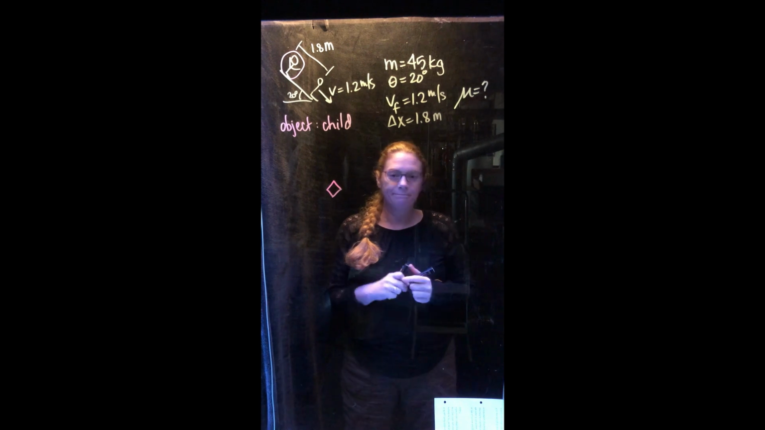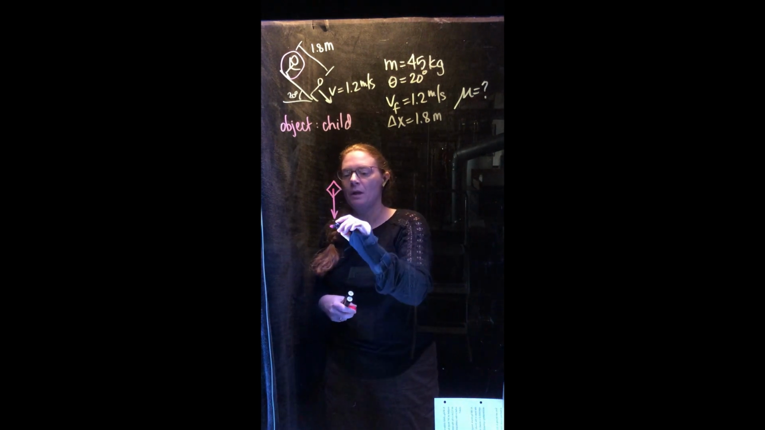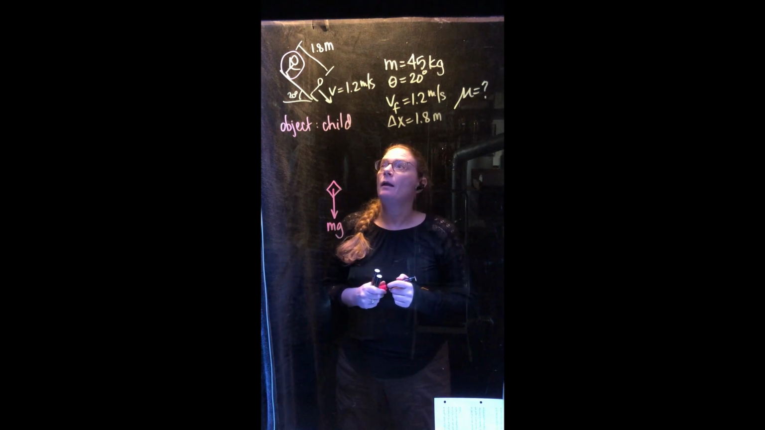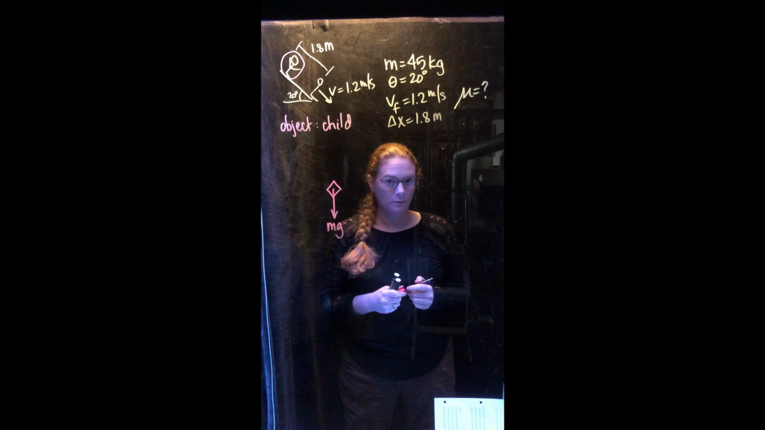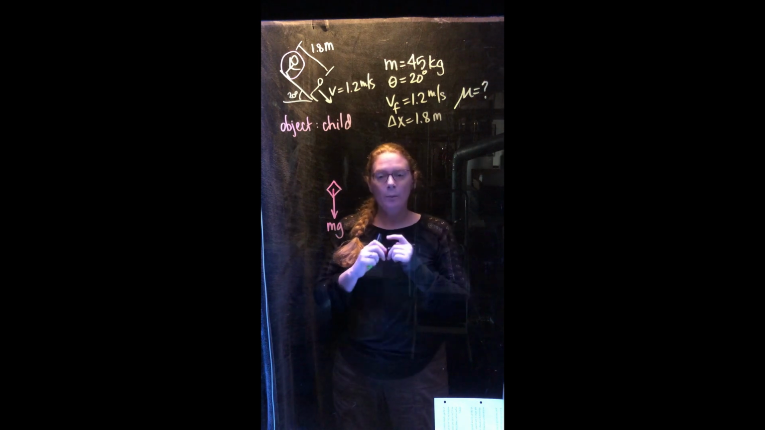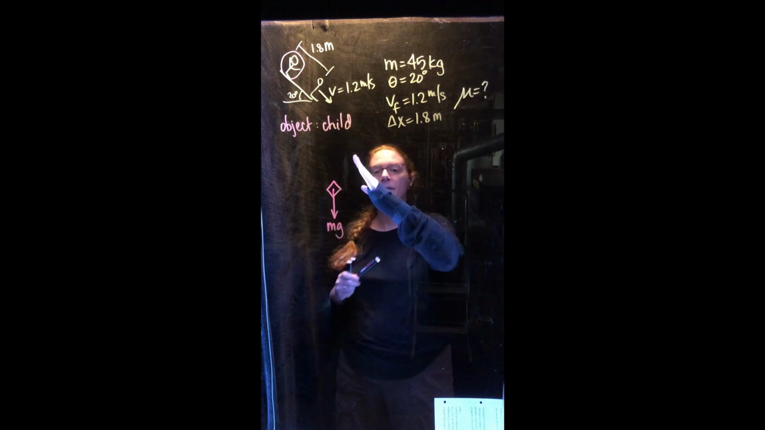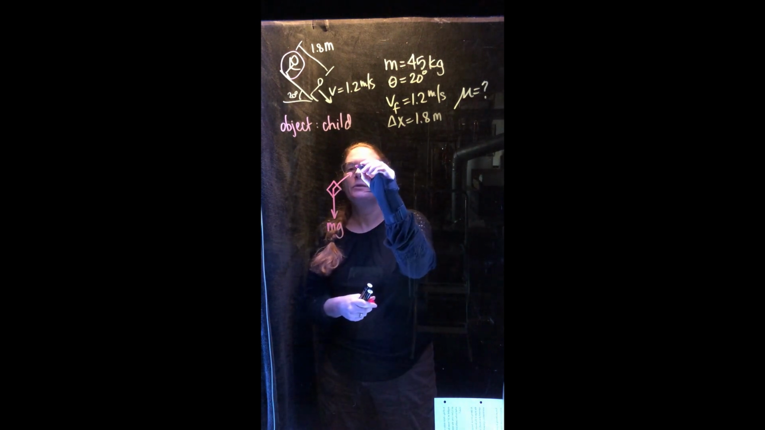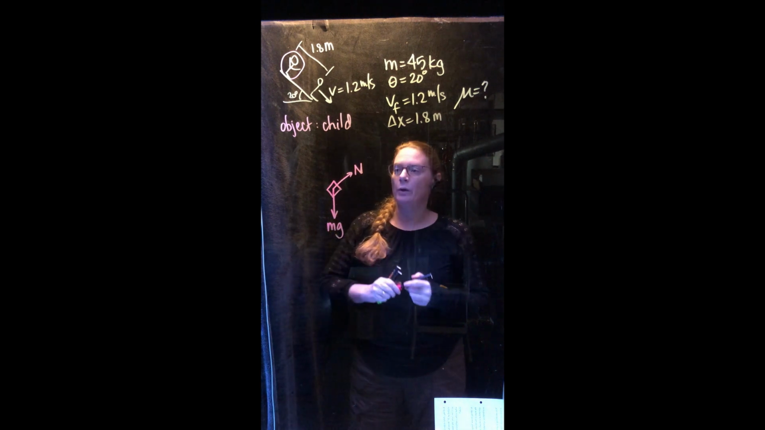Well, the easy one, Earth is pulling down on her with a force equal to her weight, which is mass times gravity. And let's see, the slide is supporting her. That's the normal force. But remember, the normal force is always perpendicular to the surface. The surface is like this, perpendicular is like this. The normal force right here, the slide supporting her.